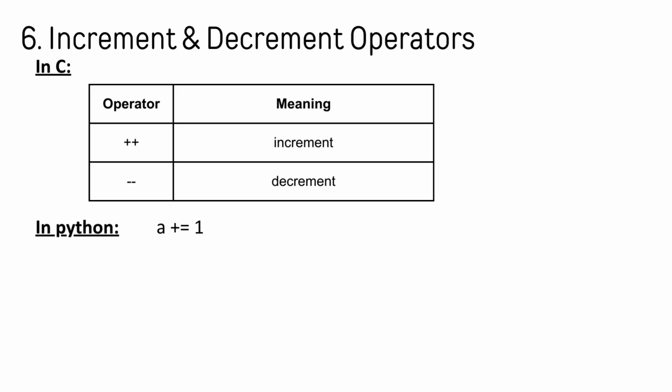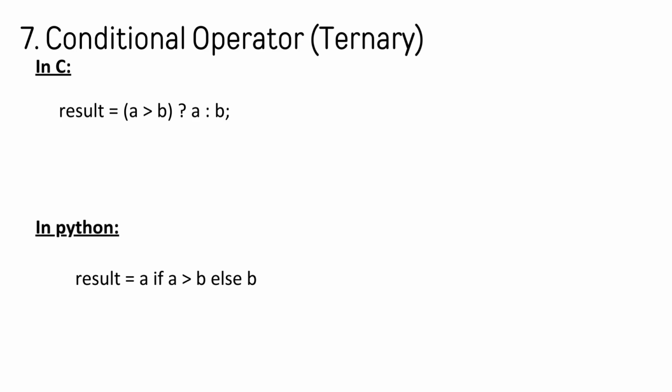In C, there are actually two operators, ++, which is called the increment operator, and --, which is called the decrement operator. But in Python, there is no such operator as ++ or --, but you can write it as a += 1 or a -= 1. That's it.